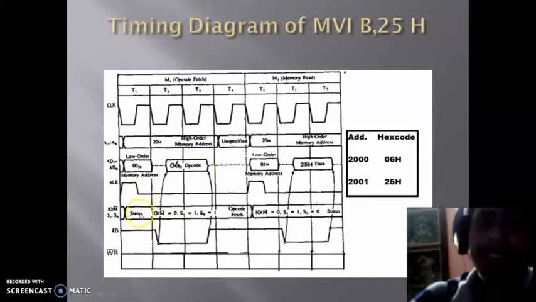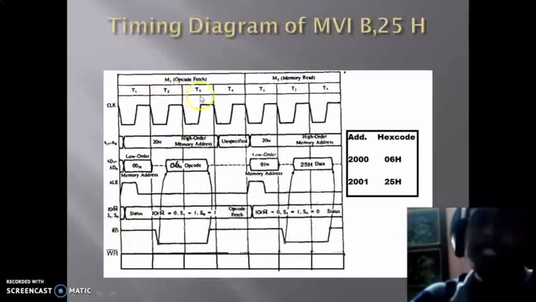Now the status signal IO/M bar will be equal to 0, because this is a memory related operation, and S1 will be equal to 1 and S0 will be equal to 1, as I already discussed. And in the first T state no read operation and no write operation is going on, so that's why these two signals will be high.